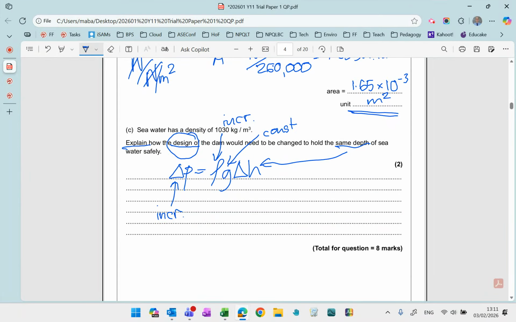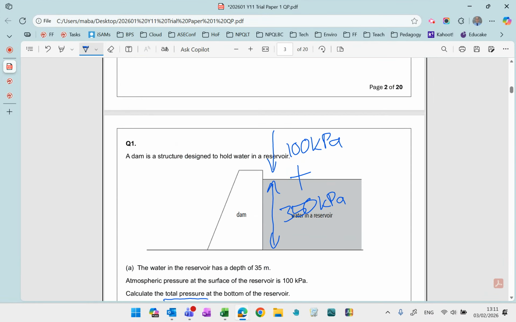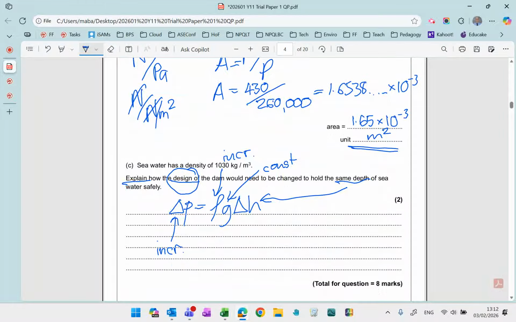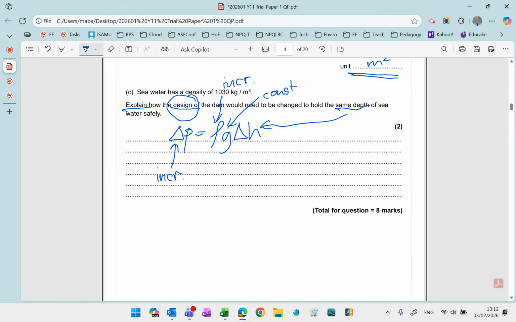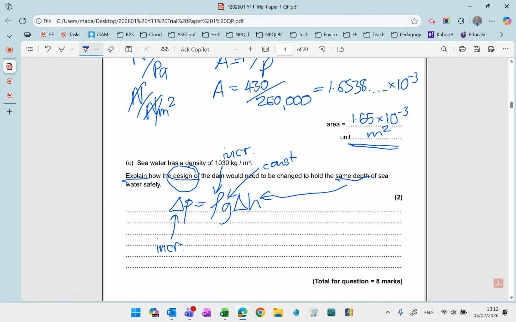Okay, so what effect is that going to have on the design of the dam? Do we need to make the dam higher? No, because it's the same depth of water. But now at the bottom of the dam down here, you've got a greater pressure. So how are you going to change the design of the dam to compensate for that? You can give it thicker walls at the bottom. Why do they need thicker walls? Because the density increased, which meant that the pressure at the bottom of the dam increased. And that is the end of question 1.